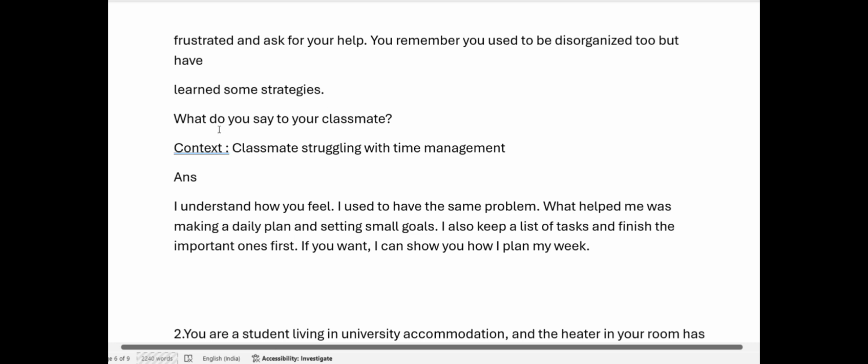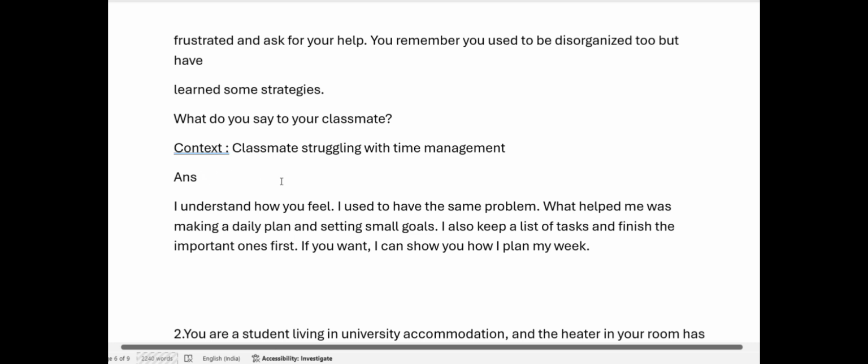After reading the context, in the 10 seconds of preparation time, immediately try to make a context so that you remain on the line of answering rather than going haywire. So what is the context here? Classmate struggling with time management.